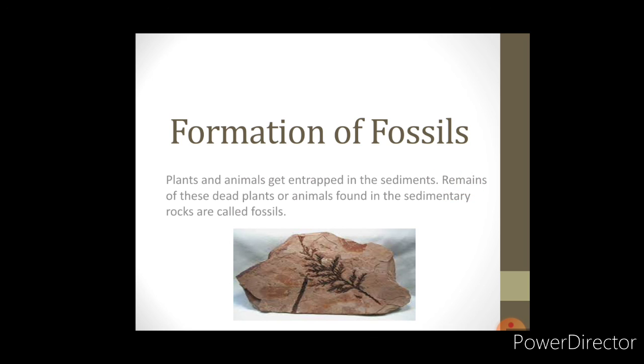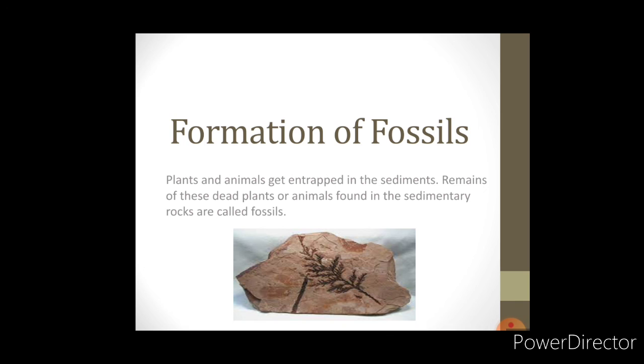So sometimes plants and animals get entrapped in the sediments. You learnt just now how sediments are formed. When mountains break down, all those pebbles and sand are carried down to the bottom layers of the sea. So there the sediments are formed. These remains of dead plants or animals found in sedimentary rocks are called fossils. In this picture you can see a plant part remained in the sediments. Okay, so these are known as fossils.